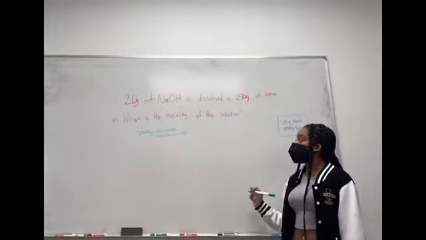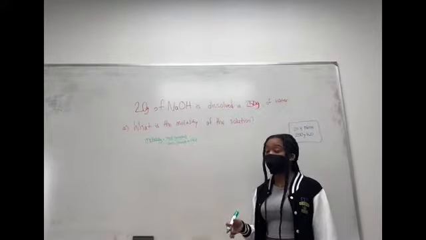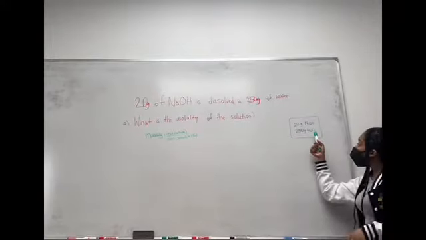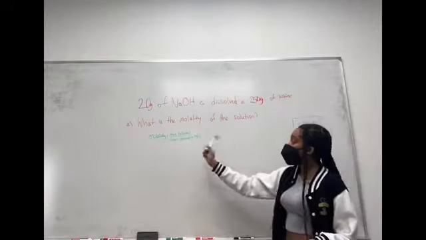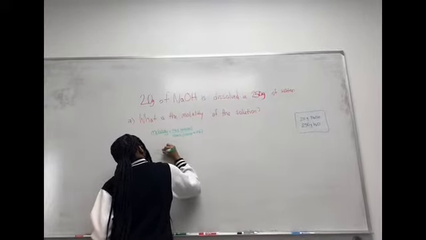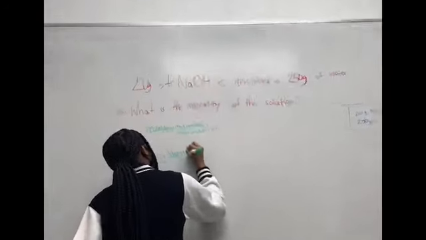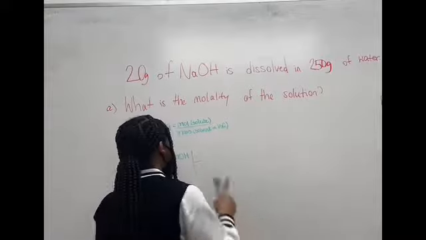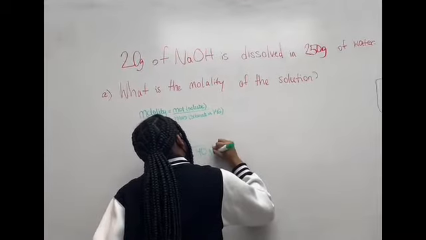For part A, we're finding the molality, so we'll be using this equation, which is the moles of solute divided by the mass of solvent, specifically in kilograms. So we must start by using the solute, which is sodium hydroxide, that mass, and converting it to moles so that we can plug that into this equation over here. And to do that, we would do 20 grams of sodium hydroxide, dimensional analysis, and then divide that by the molar mass of sodium hydroxide, which is 40 grams per mole.